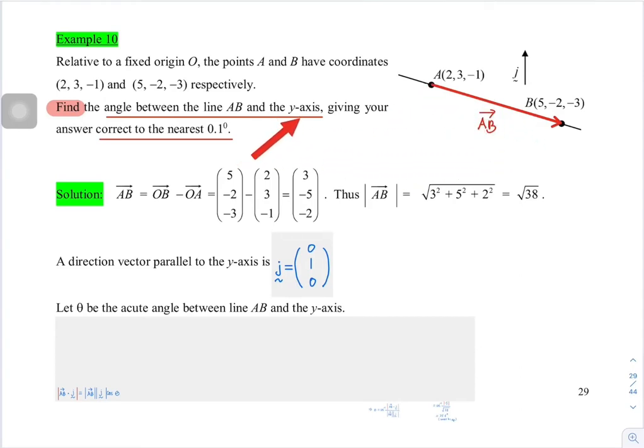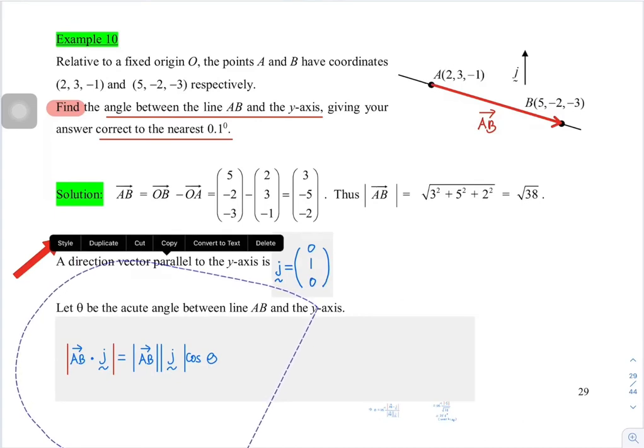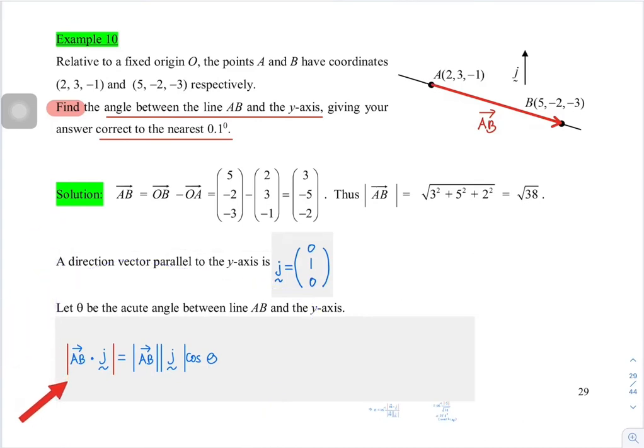Now, the direction vector of the y-axis is the unit vector j, which is parallel to the y-axis and has a column vector which is (0, 1, 0). So in order for us to find the angle between the line AB and the y-axis, we use the definition of the dot product as shown over here. So we take AB dot with the unit vector j. The unit vector j is parallel to the y-axis.